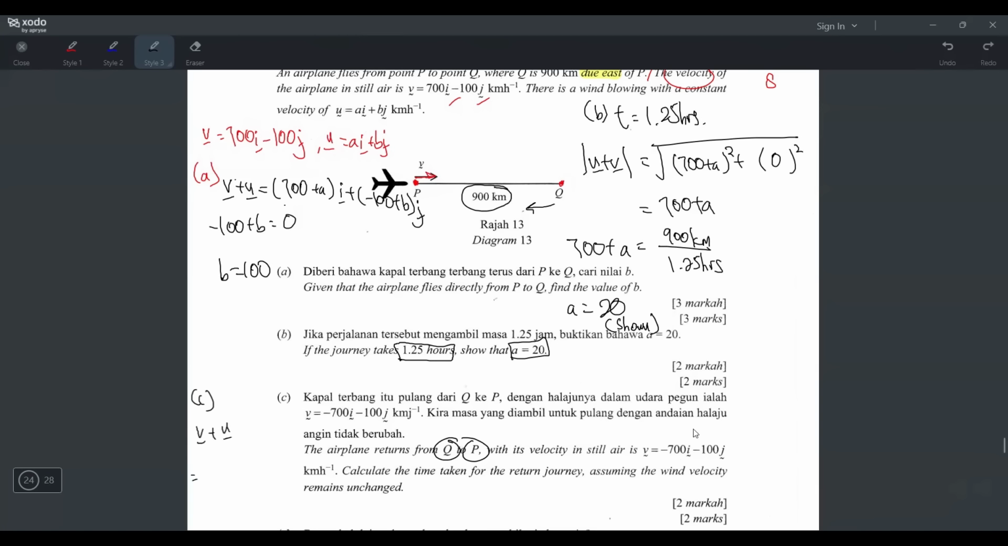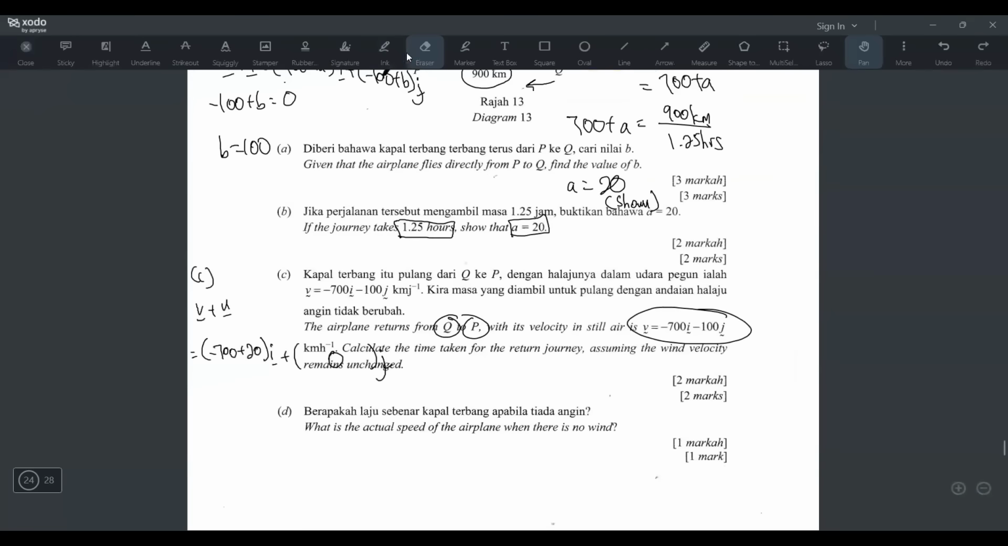So let's do this first. So this V plus this u. It'll be negative 700 plus A, which is negative 700 plus 20, and that's the I. And then plus J, negative 100J plus B. But the B is 100. So negative 100 plus 100 is 0. It means for the return trip also, the aeroplane never has any vertical movement. It's just a straight line going back.